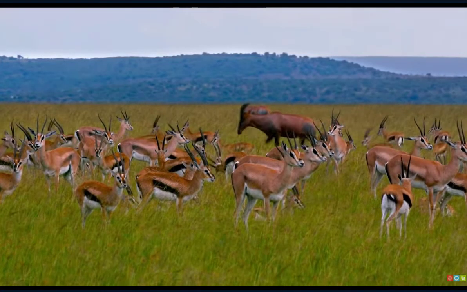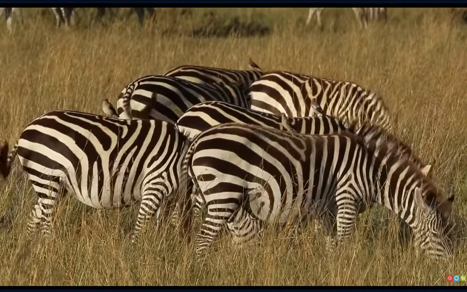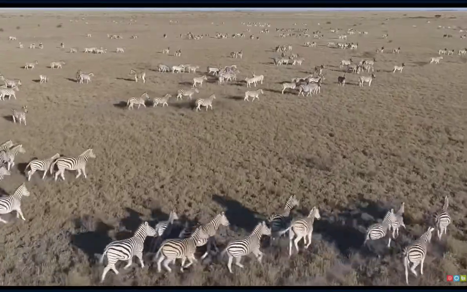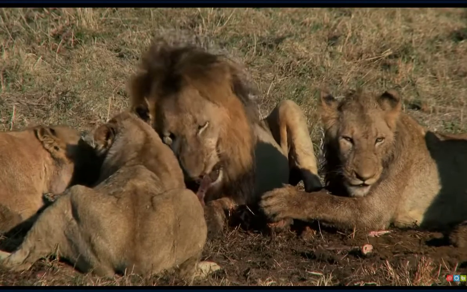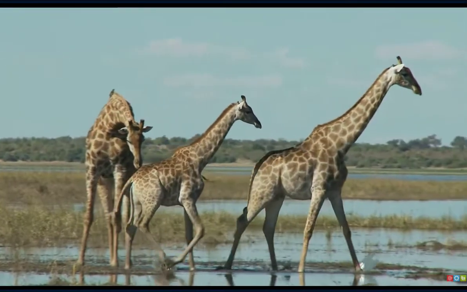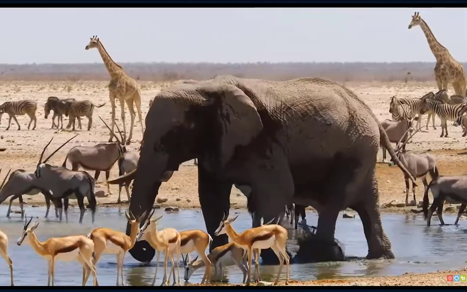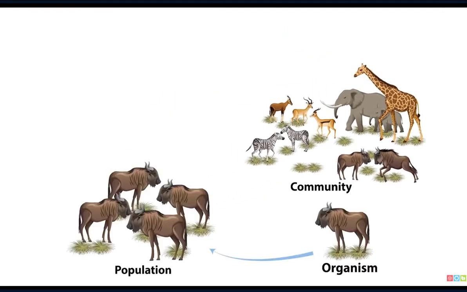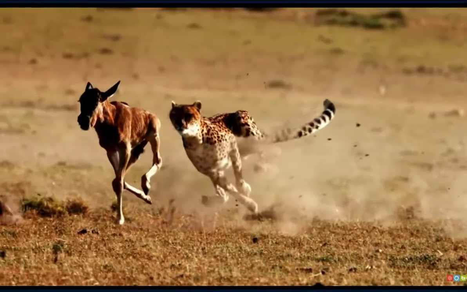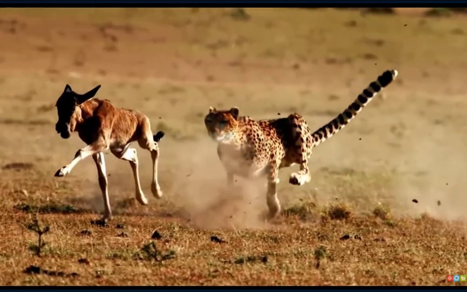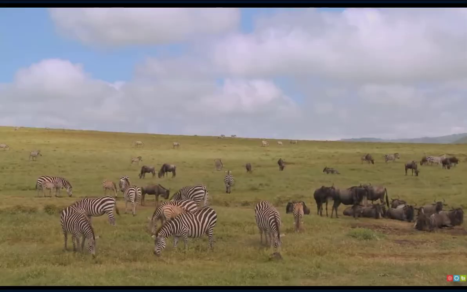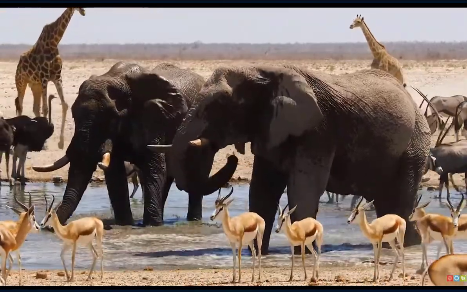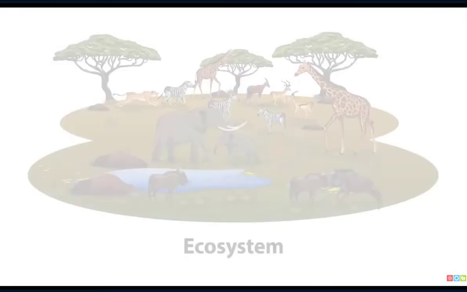Within the African grassland ecosystem, there are populations of many other organisms too. There's populations of acacia trees, termites, zebras, lions, and many others. All of the populations in an ecosystem make up a community. The community and the interactions with the non-living components of their surroundings make up the ecosystem. The interactions between the gazelles, zebras, lions, and other organisms with the air, soil, water, and other non-living things make up the African grassland ecosystem.